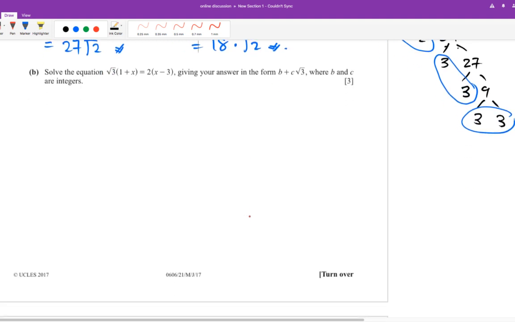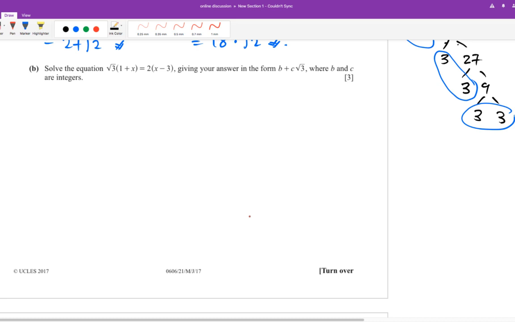So move on to the next question. This one actually is a variant one because this is paper 2-1. I guess it's a variant one. Solve the equation and give your answer in this pattern. So I'm going to solve this equation. I have the square root 3 times 1 plus x equals to 2x minus 3. Give your answer in that pattern. So I will need to solve this equation definitely.